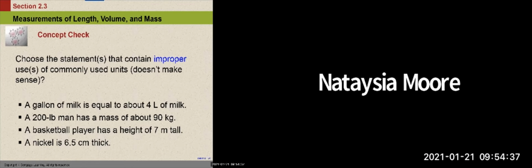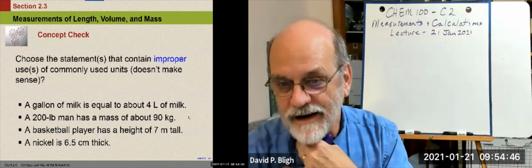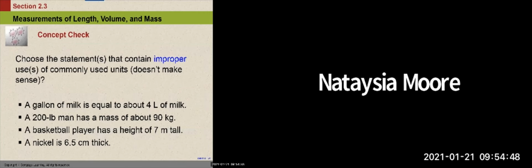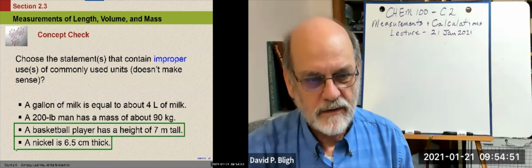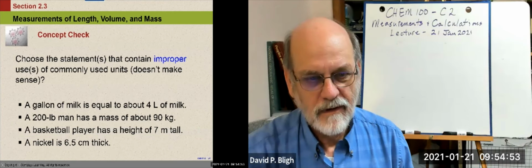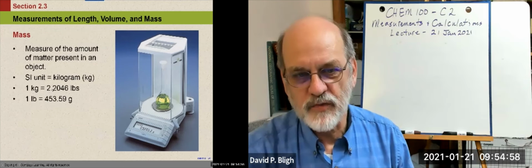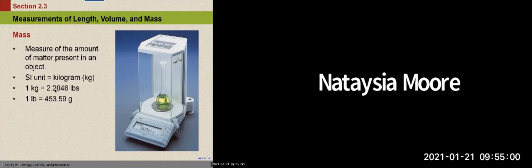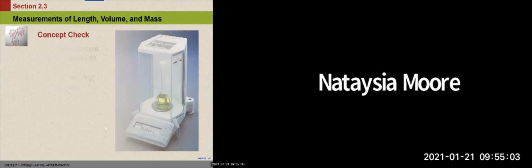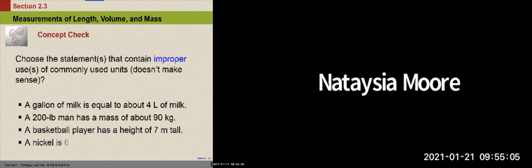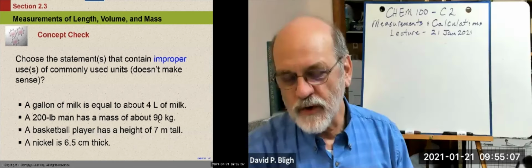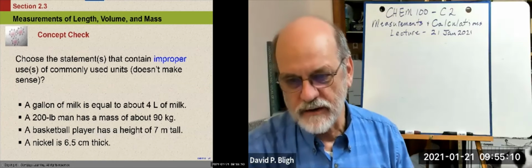So to estimate, you did 2.2 times 90. Where'd the 2.2 come from? Let's go backwards. Right here, 1 kilogram is 2.2 pounds. Okay, yeah, I missed that one. So 2.2 times 90 kilograms is about 200.